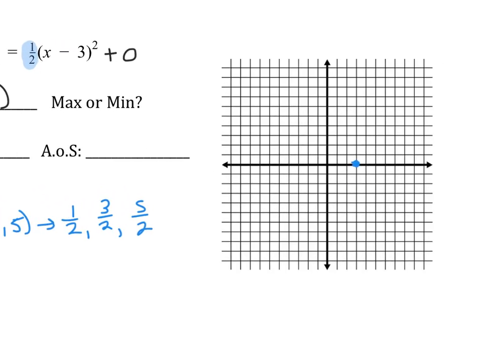I'm going to zoom in. So from your vertex, we go up 1/2 over 1. You still go over 1. So we have a point here and a point here. And then we go up 3/2, so here, and then over 1. And then we go up 5/2, so 1, 2, 3, 4, 5 halves, over 1.